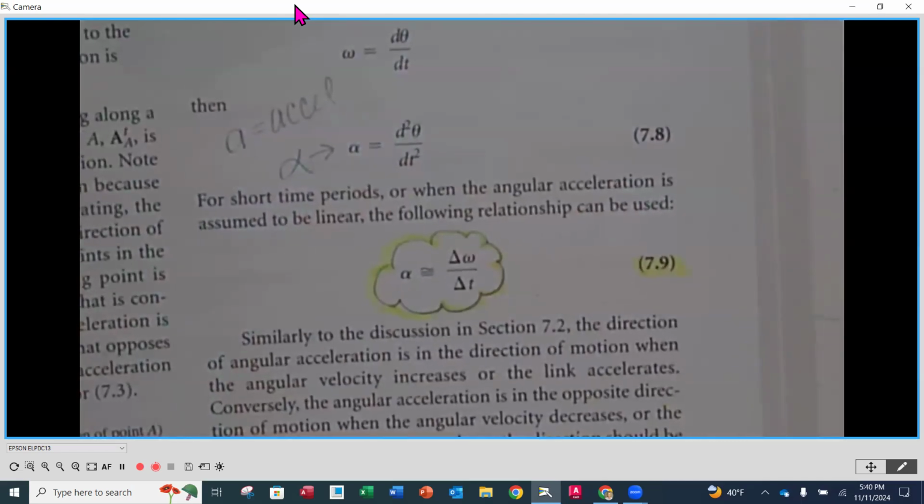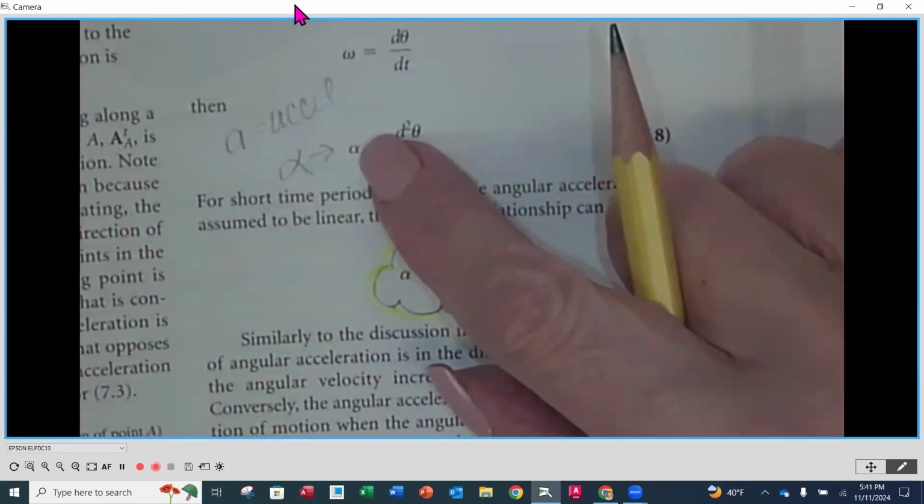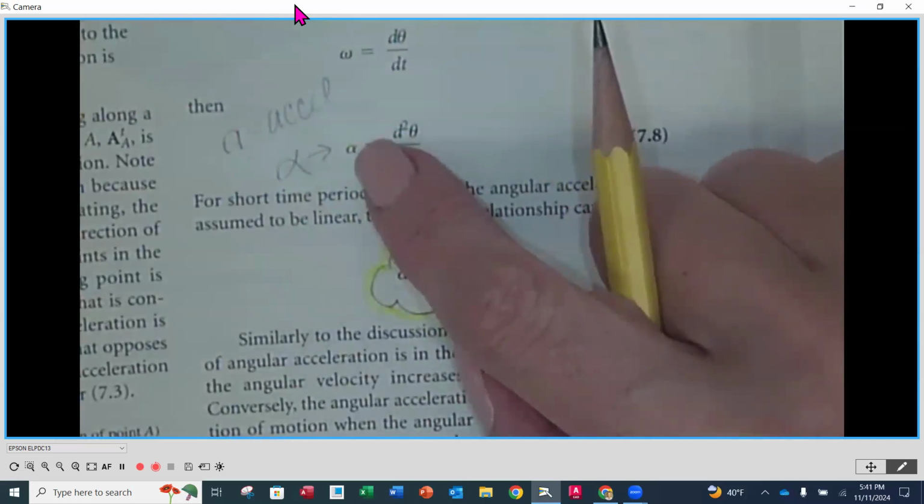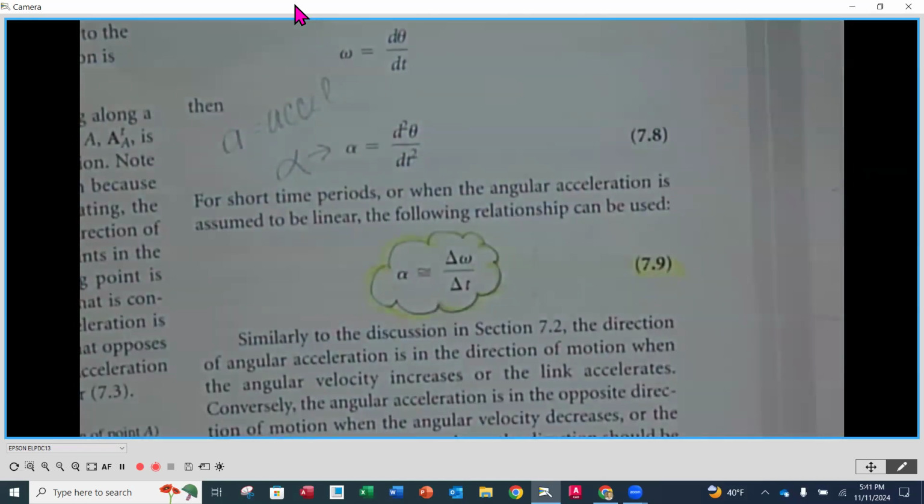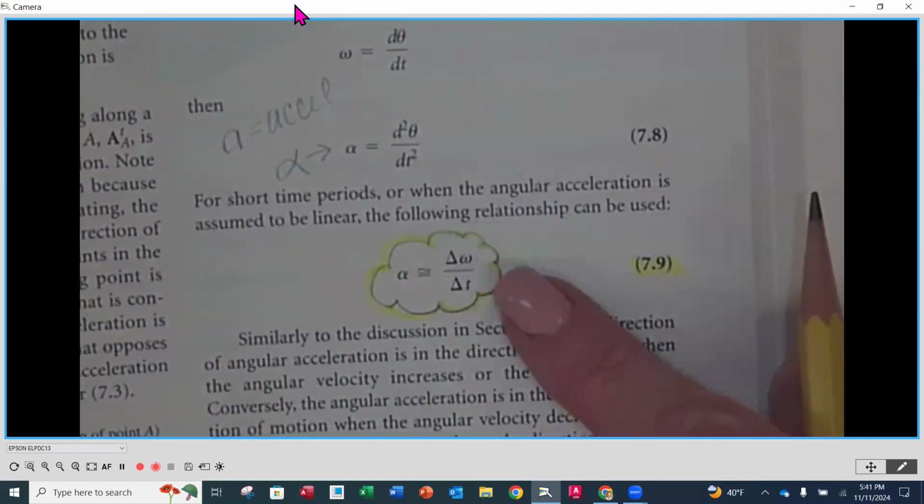Alpha is angular acceleration. Sometimes when we look at this, it looks like a regular lowercase a. It's not. This is alpha, and it is angular acceleration. The regular lowercase a is going to be regular straight line acceleration. As we do more problems, you'll see that difference, but I wanted to point that out here. And then this is the equation for angular acceleration.